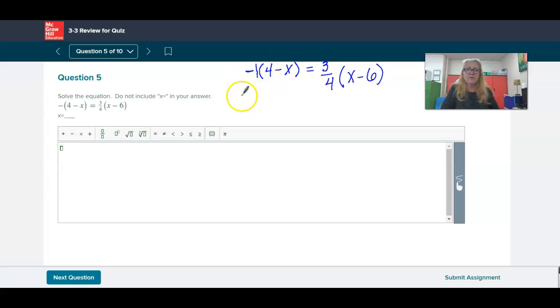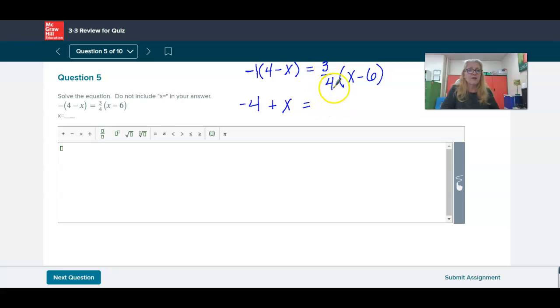Negative 1 times 4 is negative 4. Negative 1 times negative x is positive x. All that negative sign out here does is change the sign of both numbers. Notice this 4 was positive, now it's negative. This x was negative, now it's positive. That's what a negative sign in front of the parentheses does. It just changes all the signs.